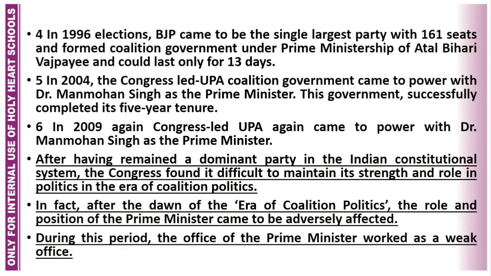After having remained a dominant party in the Indian constitutional system, the Congress found it difficult to maintain its strength and role in politics in the era of coalition politics. In fact, after the dawn of the era of coalition politics, the role and position of the Prime Minister came to be adversely affected. During this period, the office of the Prime Minister worked as a weak office. Obviously, it was to work as a weak office.